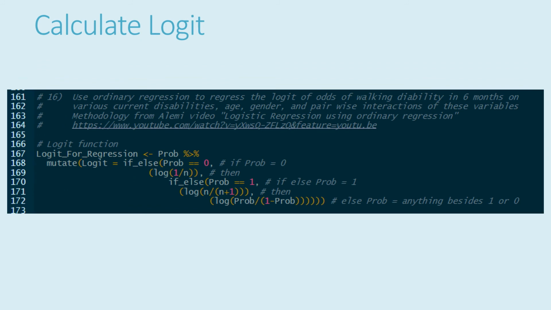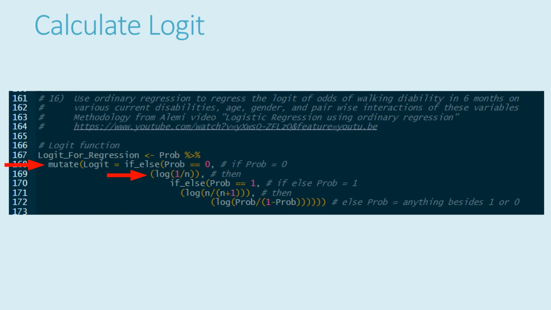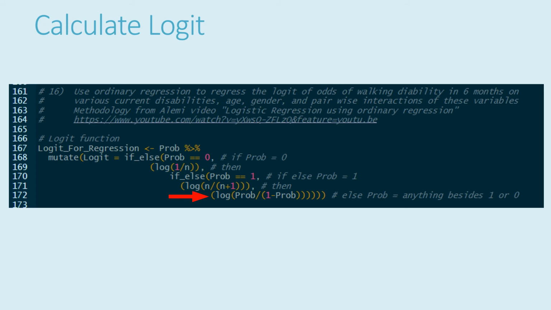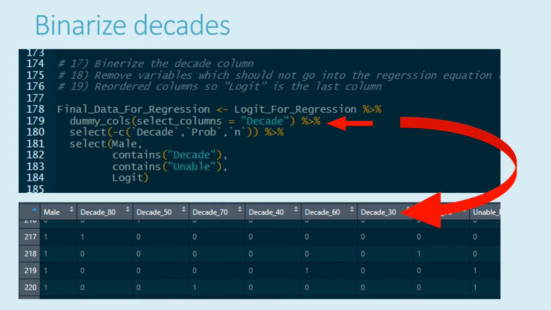Next, we're going to calculate our logit variable from our probability variable prob and our population count n. This is required because multiple variable regression requires a continuous response. So what this formula is saying is that if the probability equals 0, take the log of 1 divided by n. If the probability equals 1, then take the log of n divided by n plus 1. And if the probability is anything besides 0 or 1, then take the log of the probability divided by 1 minus probability.